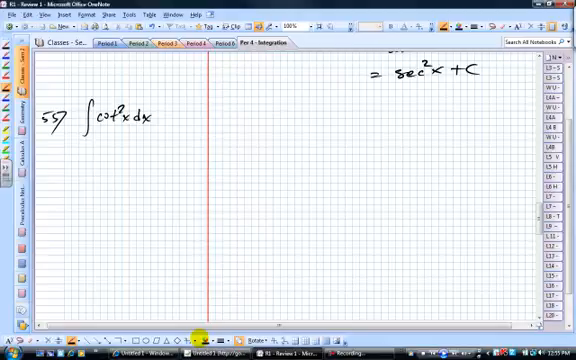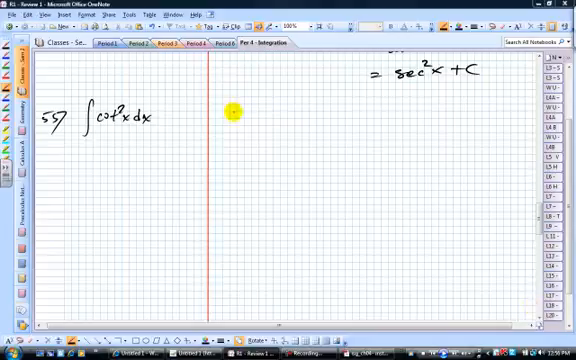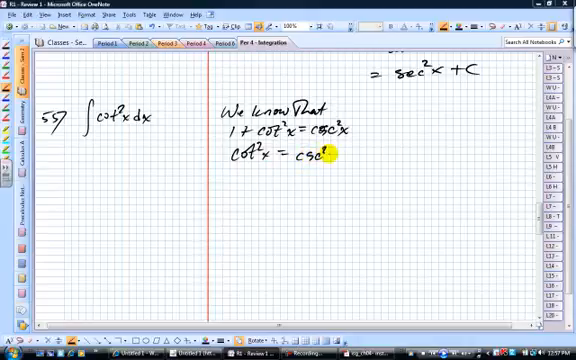Gonna probably have to use a trig identity here. Okay, so we know that 1 plus cotangent squared x equals cosecant squared x, previously. So if I isolate cotangent squared x, I get cosecant squared x minus 1.